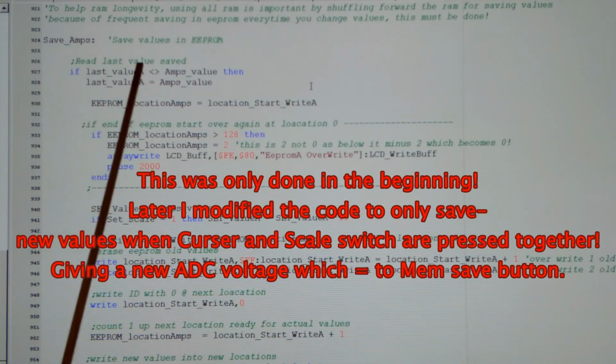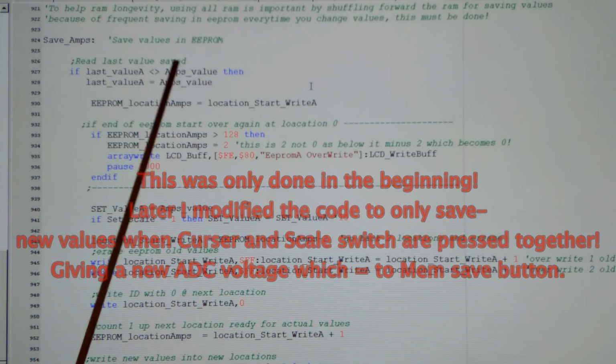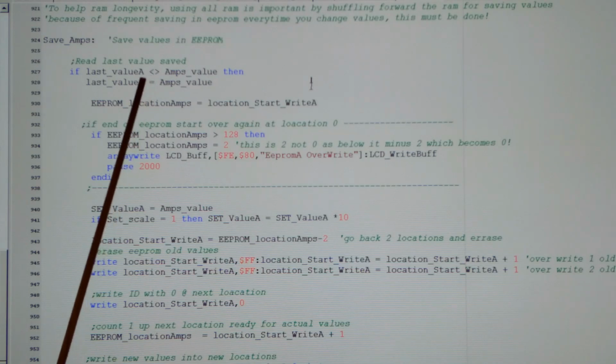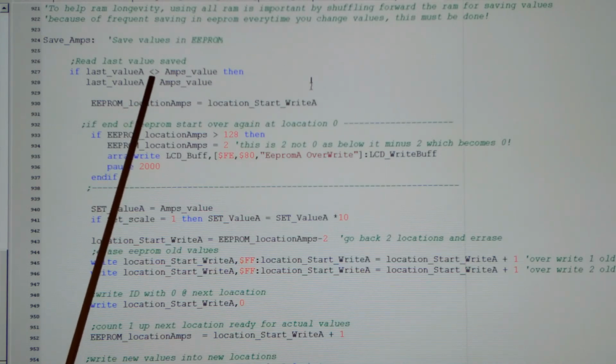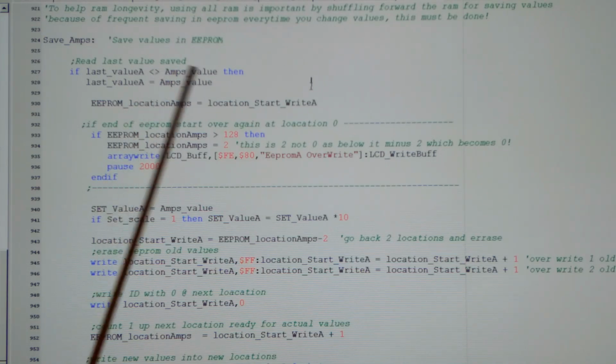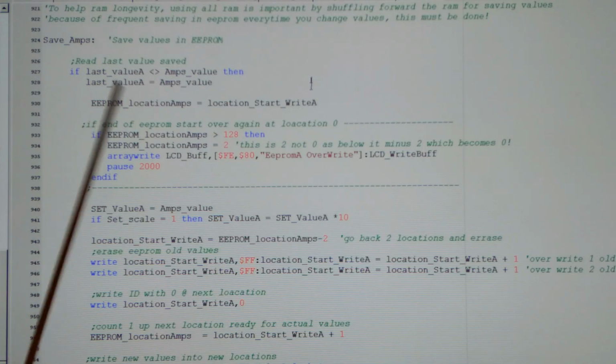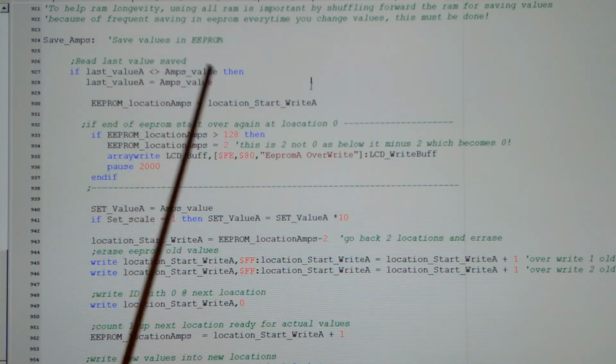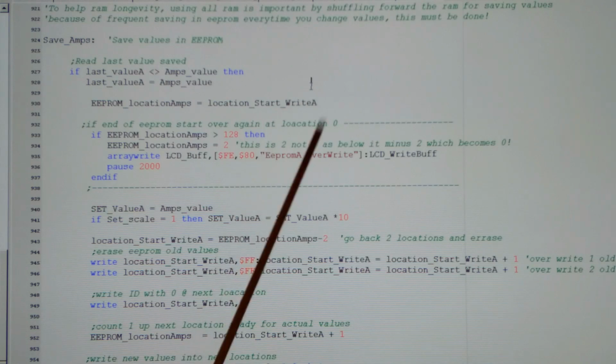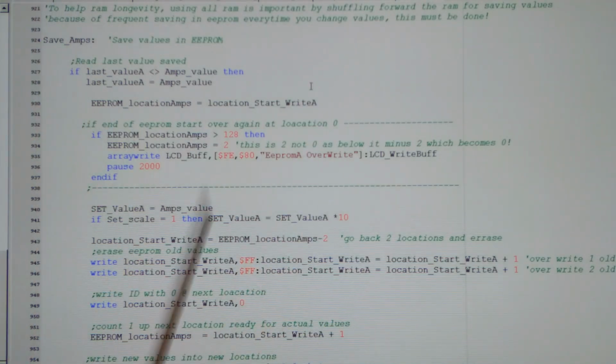So you need to read the last value saved. If the last value is equals, not equals, I mean, to the new value, then the last value equals amps, right? So if the values have not changed, we're not going to write to the EEPROM. We're only going to write to the EEPROM if the value is different to the last saved value in the EEPROM.